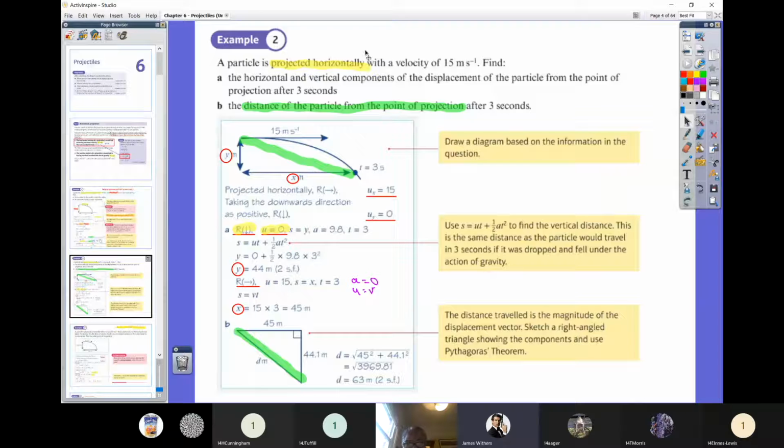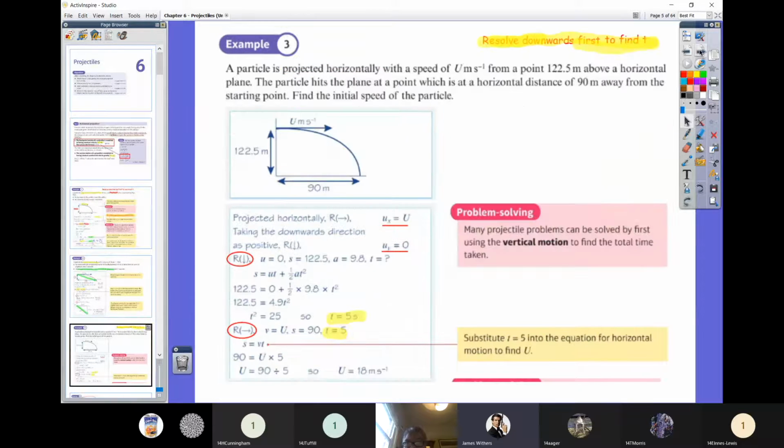So for example 2, the two unknowns were the two distances, and we knew the time. And then I think there's a third example here. So what's different? Same idea, we've just got a different unknown. On this occasion, they tell us both of the distances. We don't know the initial speed, and we don't know the time.